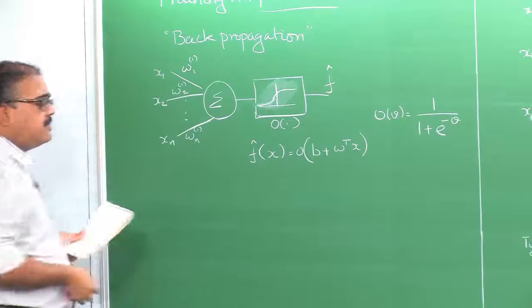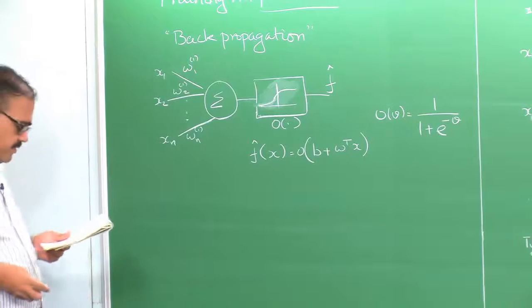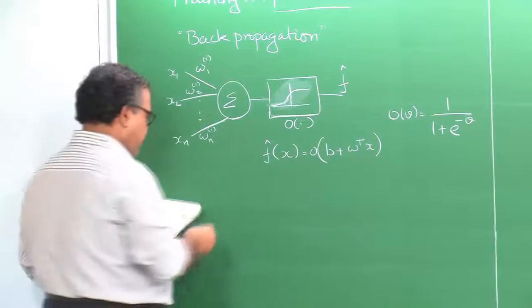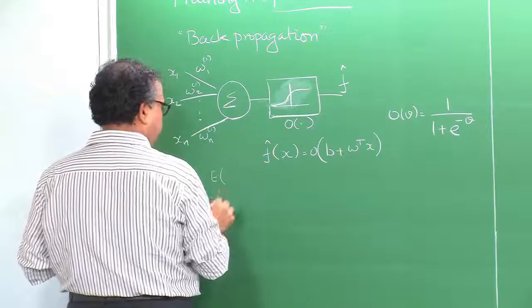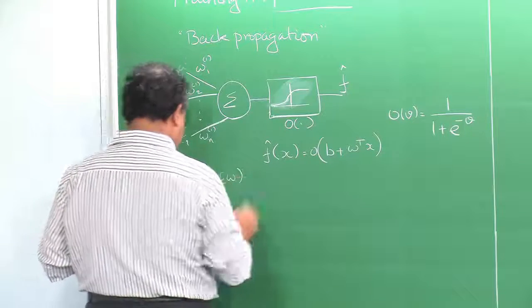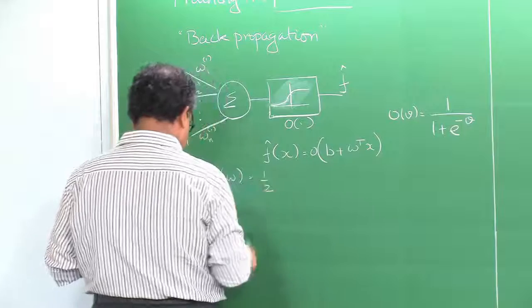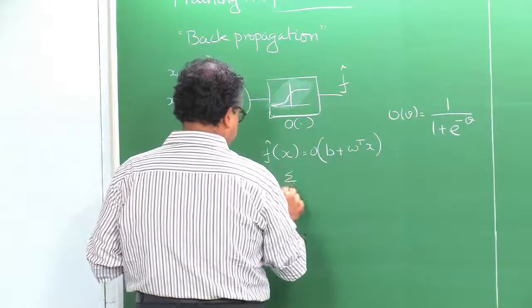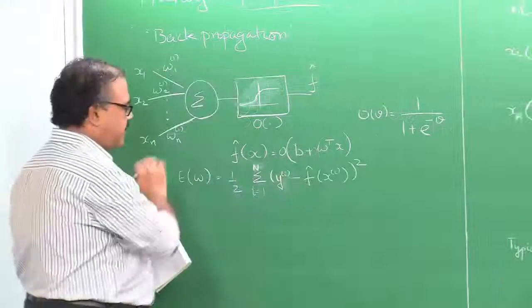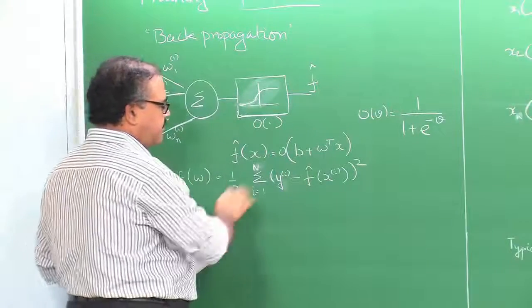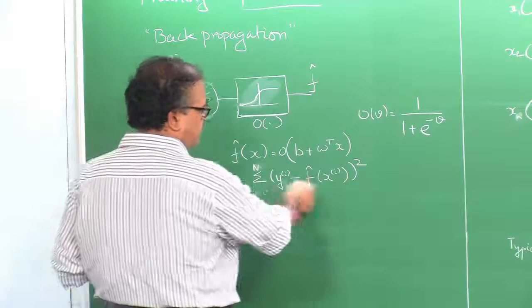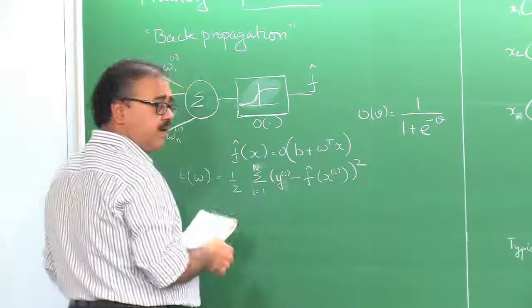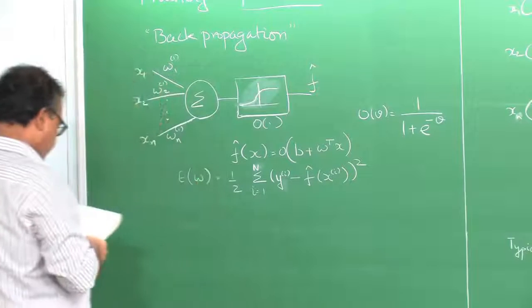The error measure that we will be using is a squared error. So, the expected error of the parameters w is going to be half times the summation i equal 1 to n, where n is the number of training data points that you have, of the squared error for each training data point.